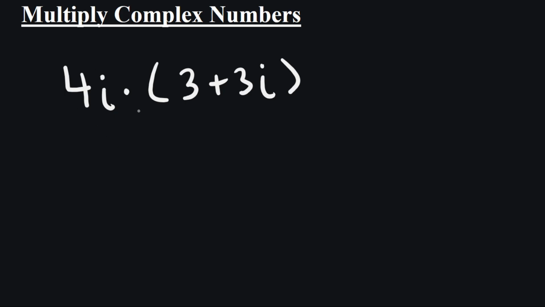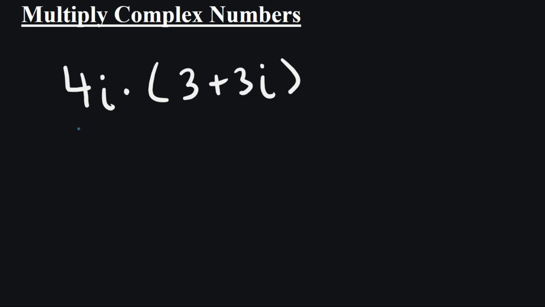According to PEMDAS, we look inside the parentheses first, 3 plus 3i. Are there any like terms that we can combine in here? And the answer is no. We just have a real number and an imaginary number. 3 is the real number, 3i is the imaginary number. We can't combine them. So let's go ahead and continue looking.